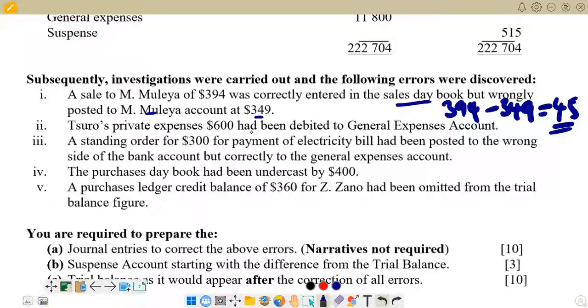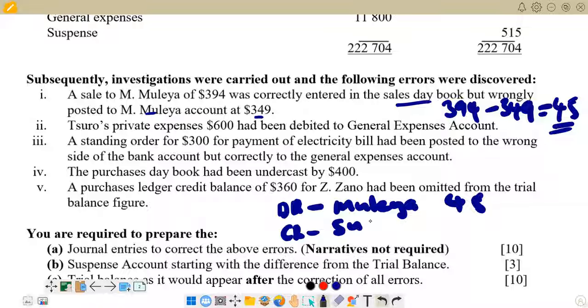So we're going to debit Mlayer, and obviously when we debit Mlayer, we have corrected, but then the corresponding end, we are going to credit Suspense. So the correction is that we debit Mlayer with the difference of 45, and then we credit Suspense, since this is going to affect the balancing of the trial balance with 45 again. So that's what we are going to do.